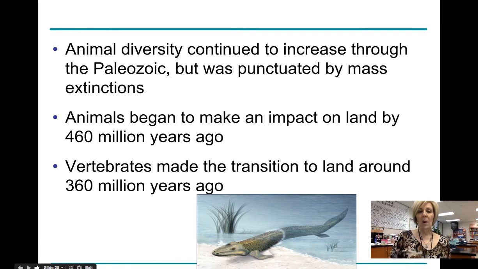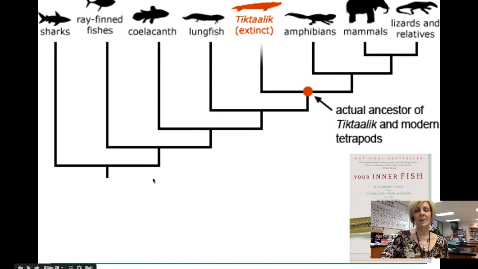We know that about 460 million years ago, animals began to make an impact on land. Insects were first, but vertebrates made the transition to land about 360 million years ago. This is an artist's rendition of a very important fossil find that may have shown us the very first evolutionary step toward amphibians. There's an awesome book by Neil Shubin called Your Inner Fish. There's also a great video that he does through the HHMI website, so you should definitely check that out.